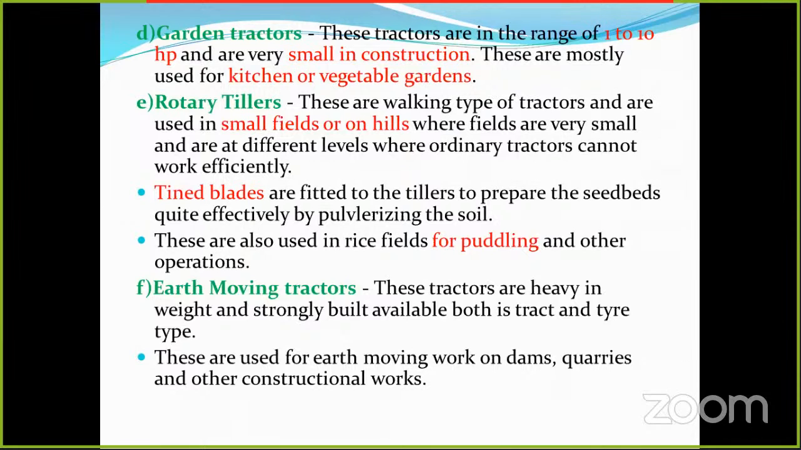Next, earth moving tractors. Earth moving tractors are nothing but dozers, for making the soil level, as well as to move any shrubs or waste particles to the other side.